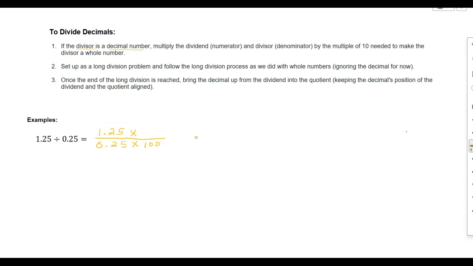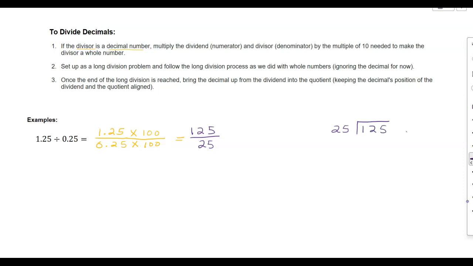We have to also multiply the numerator by 100. Okay, and so that will make an equivalent form of this problem, right? So moving this numerator decimal to the right, we'll get 125 divided by 25. Remember that we have an equivalent version of the problem. Now if you want to look at it in terms of long division, 25 goes into 125.